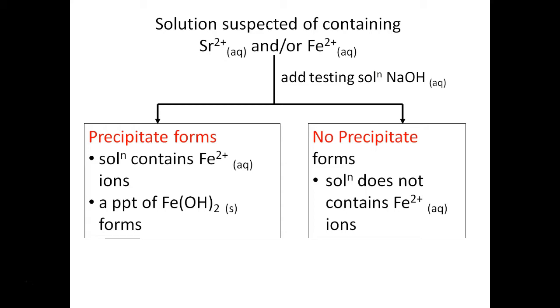My other possible outcome is no precipitate. And if no precipitate forms, the only conclusion I can make is that the solution does not contain iron-2 ions. I cannot say anything about whether or not strontium ion is present at this point, because the addition of hydroxide ion only allowed me to test for the iron-2 ion.